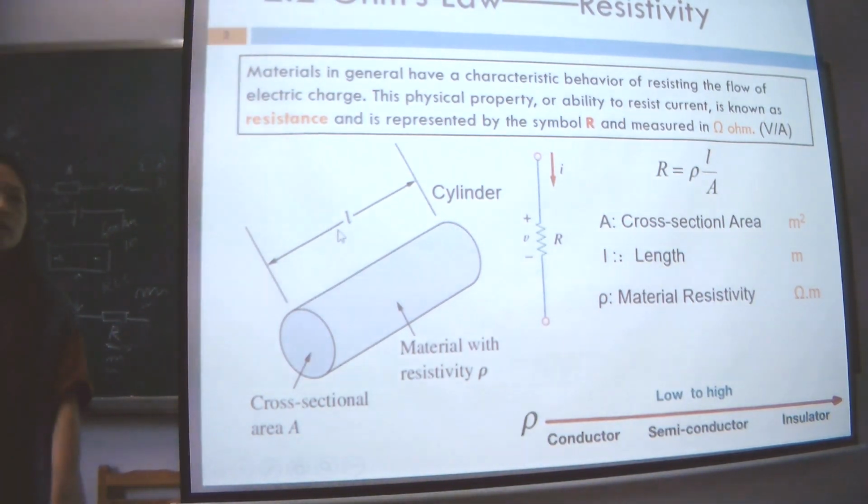But in our calculation, we didn't use this equation, right? Why? The same reason. It is hard to get A, L, and rho. It's relatively hard to get them all. Because we use Ohm's law, right? Ohm's law is quicker than this one.